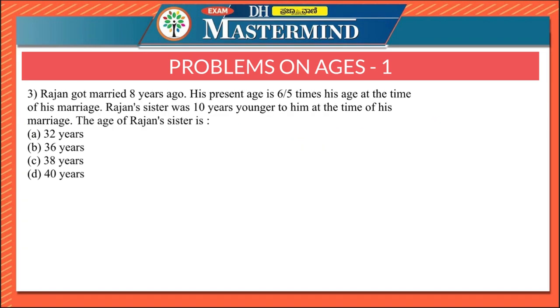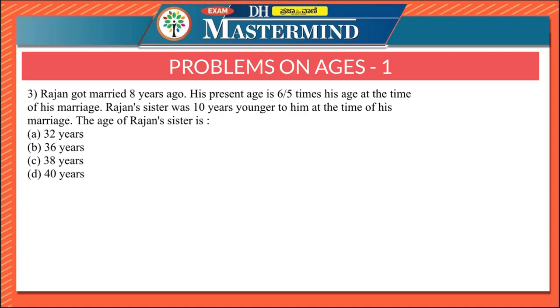Please look at the third question now. It is a very tricky question. Rajan got married 8 years ago. His present age is 6.5 times his age at the time of his marriage. Rajan's sister was 10 years younger to him at the time of his marriage. The age of Rajan's sister is.